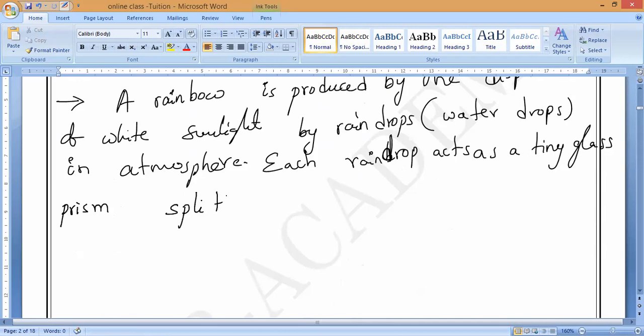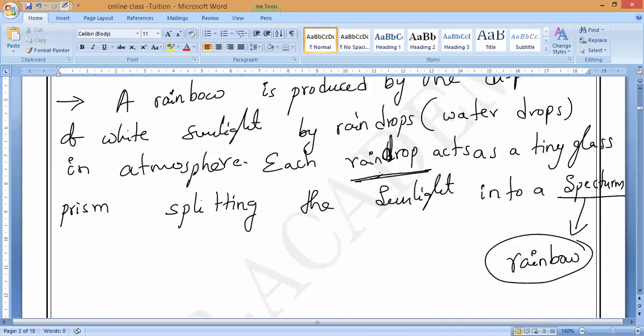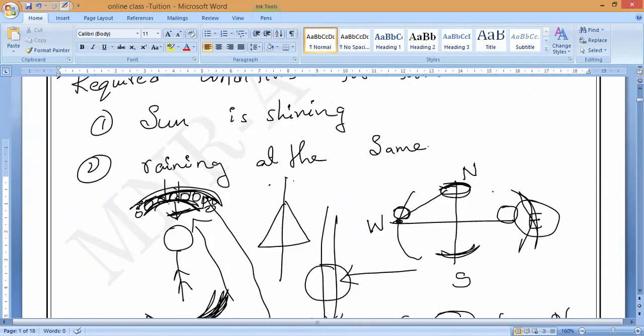Splitting. What is it doing? Splitting the sunlight into a spectrum. So this spectrum is what we should call a rainbow. So, till here, everything is theory. Only what is the cause of the formation of a rainbow and who is causing the formation of a rainbow. Raindrops. Is it yes or no? Raindrops are water drops. The required condition is that the sun must be shining and it must be raining at the same time. Understand?